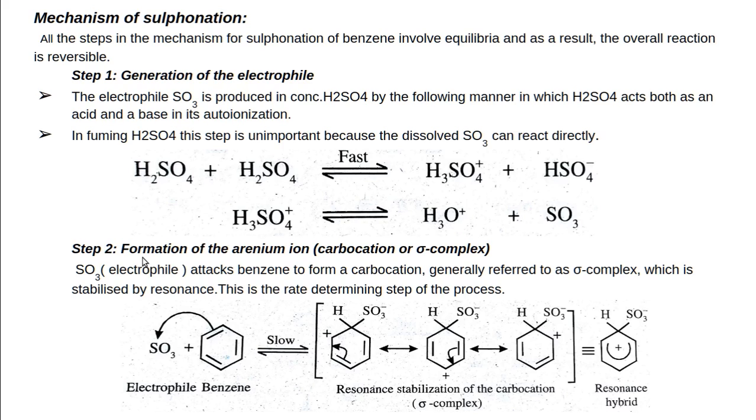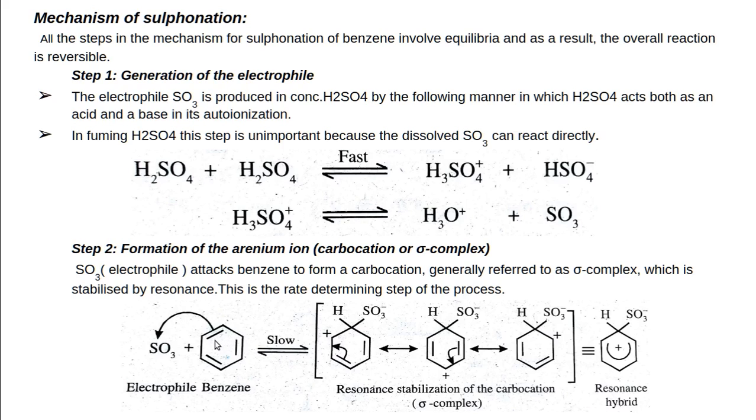In the second step, there is formation of arenium ion or carbocation or sigma complex. The electrophile SO3 attacks benzene to form a carbocation, generally referred to as sigma complex, which is stabilized by resonance. This is the rate determining step of the process. The second step is a slow step, so it is the rate determining step. In the second step, the electrophile attacks the benzene ring.